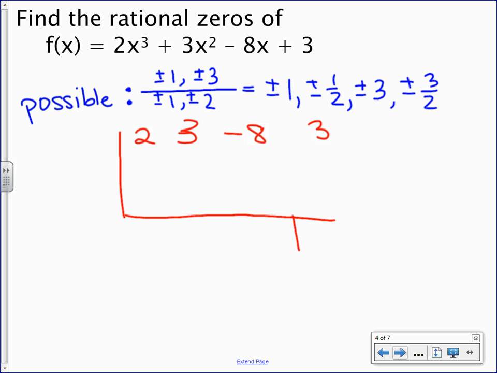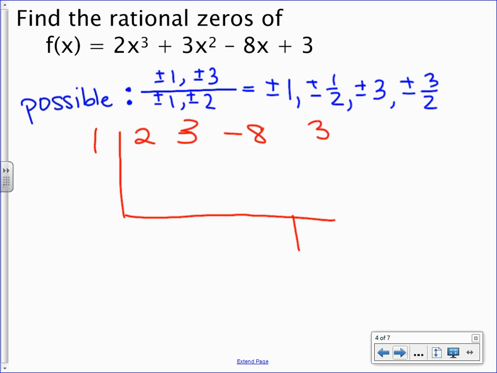Positive 3? Sure, that's fine. My suggestion is to always start with 1 and negative 1, because they're easy to multiply. And then I'd work out from there. So let's try 1, you say? You change your mind to 1?